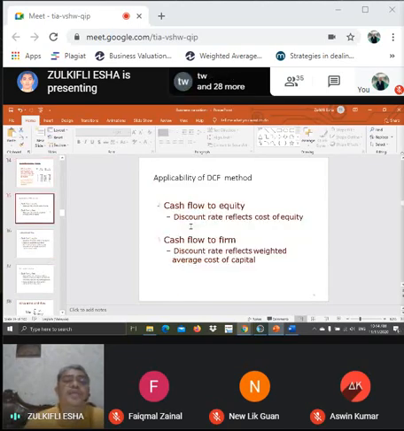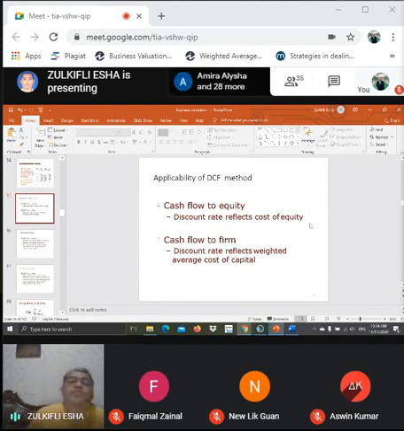So this is the applicability of the DCF method: cash flow to equity, cash flow to firms. So what does cash flow to equity mean? The discount rate reflects the cost of equity. So if it is cash flow to equity, the discount rate that you are going to use must be the discount rate that reflects the cost of equity.